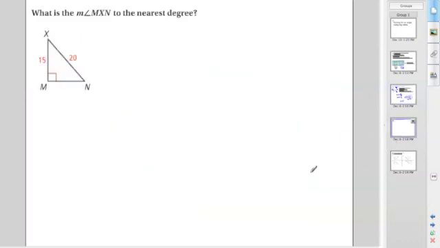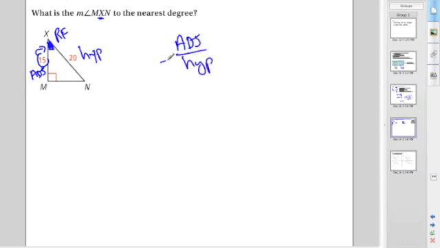Let's try example 2. Angle x is our reference angle. Okay, label the hypotenuse. 15 is adjacent to the reference angle. So what trig ratio uses adjacent over hypotenuse? Adjacent over hypotenuse is the cosine of x. So cosine of x equals adjacent, 15, over 20.